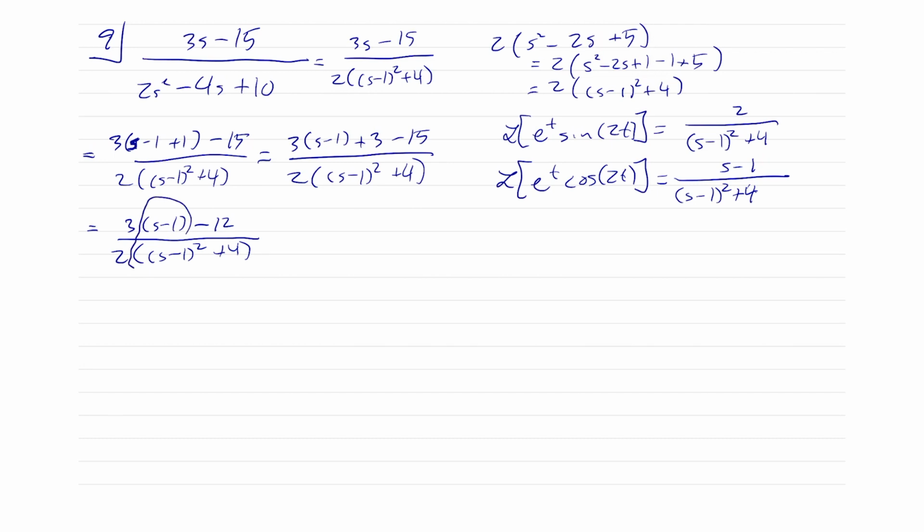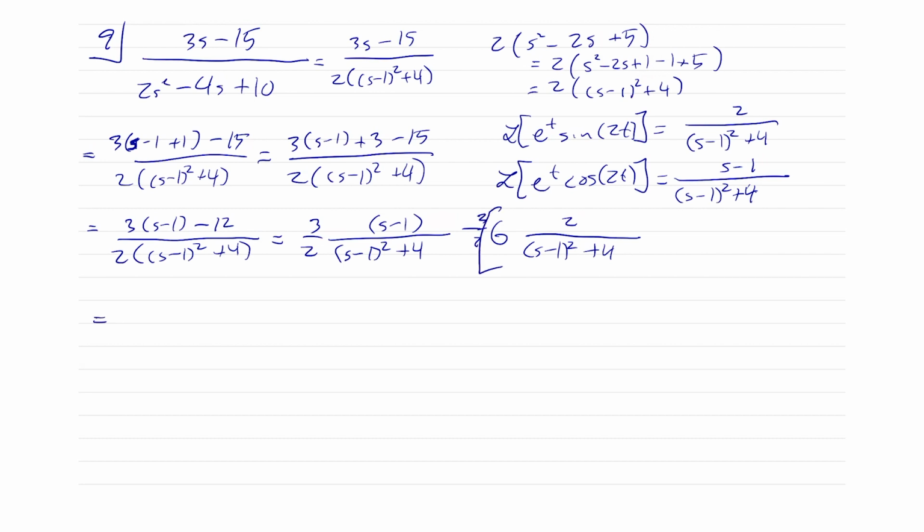So we know this s minus 1 bit should correspond to the whole cosine thing over here, and the constant one should correspond to the sine. So I'm going to have 3 over 2 times (s minus 1) divided by (s minus 1) squared plus 4. And now I'm going to have minus 12 divided by (s minus 1) squared plus 4. I'm looking for a 2 up here, so I'm going to split this 12 into 6 and 2, and there we go. And don't forget, we still had 3 over 2 times this whole bit.